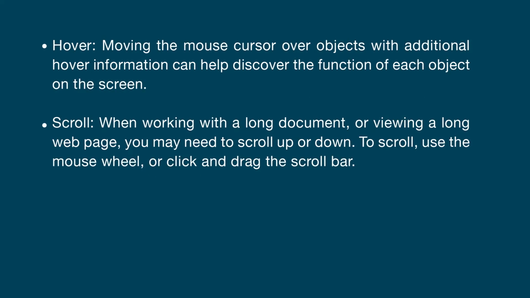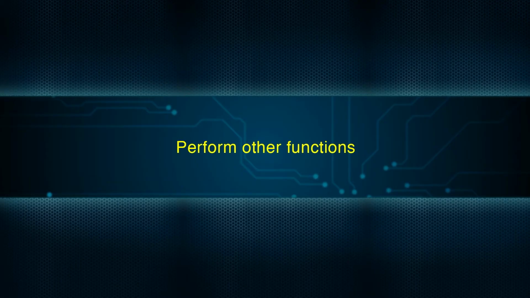Hover. Moving the mouse cursor over objects with additional information can help discover the function of each object on the screen. Scroll. When working with a long document or viewing a long web page, you may need to scroll up or down. To scroll, use the mouse wheel or click and drag the scroll bar. Perform other functions. Many desktop mice also have additional buttons that can be programmed to perform any function. For example, many mice have two side buttons on the thumb portion of the mouse. The button closest to the palm can be programmed to go back on web pages.